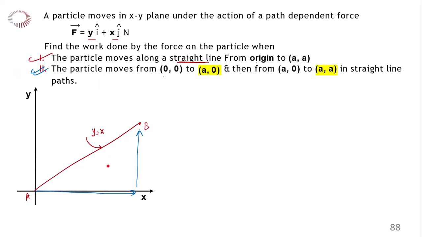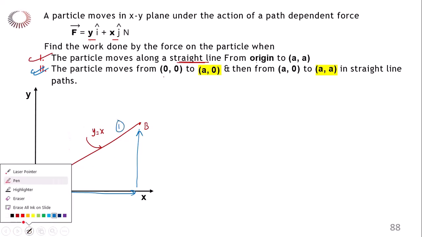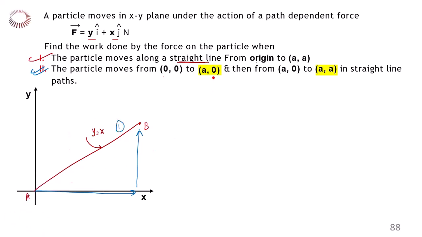Once I do the calculation for the red path, let us say this is path number 1. For path number 1, again the format will remain the same. The work done should be the integration of F dot dr, and I am writing the value of dr as dx i plus dy j. So ultimately what I am getting is y times dx plus x times dy.